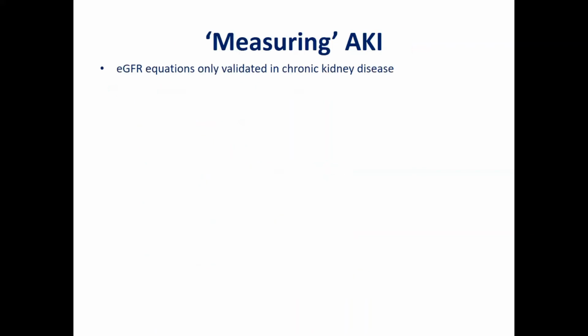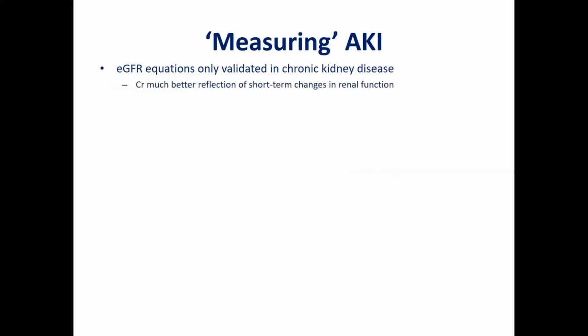So how do we go about measuring AKI? Well, the thing that we'll all be familiar with is the eGFR. It's now reported automatically on computers. So whenever you request a renal function, you'll get an eGFR. Now, the problem is that the eGFR equations were only validated in chronic kidney disease stable patients. They weren't validated in the setting of an acute kidney injury. So we don't tend to use them in the nephrology world.